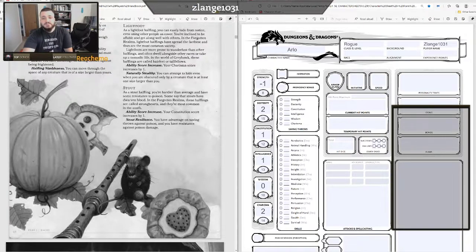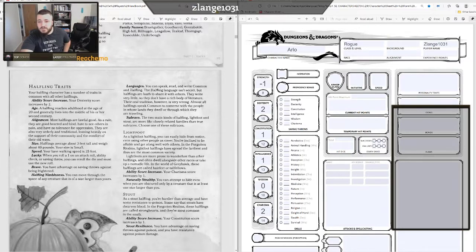Then you've got your humans. So I think we'll go with a halfling just for this build because they fit the best. So we'll go with the Lightfoot halfling. Like I said, this is going to be a very basic, typical halfling rogue build. So we'll just go for it. But again, you can change this up any way you want.